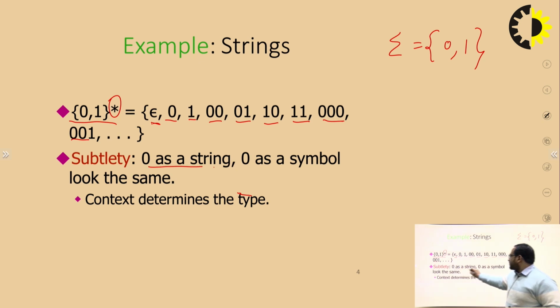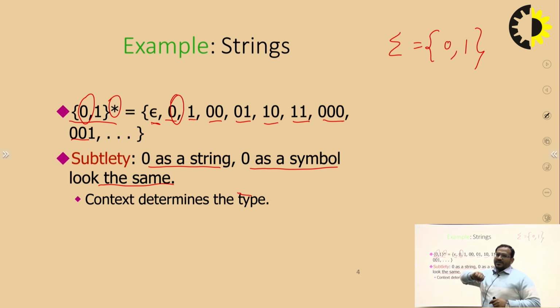A 0 as a string and a 0 as a symbol look the same. If I am talking about this 0 and this 0, what is the difference between them? That 0 represents the alphabet, and that 0 represents the string. When we give a string to the machine, this 0 should be given, and it works like a string which is accepted by the machine, or rejected by the machine. It totally depends on the behavior of the machine, on which kind of problem that particular machine is designed for.